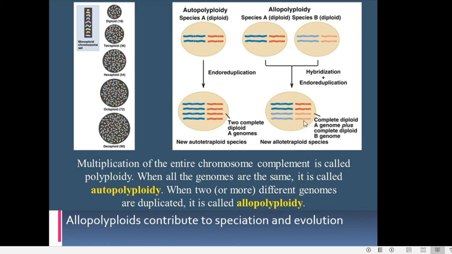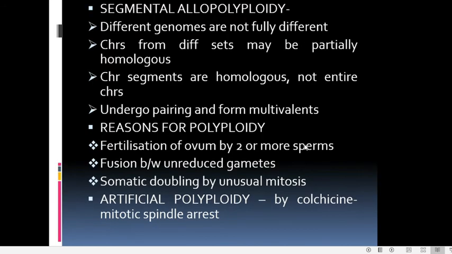And it is usually allopolyploidy that forms the raw material for evolution. It contributes to variation, speciation, etc. And these allopolyploids can eventually transform into new species. So they contribute greatly to speciation, variation, etc.